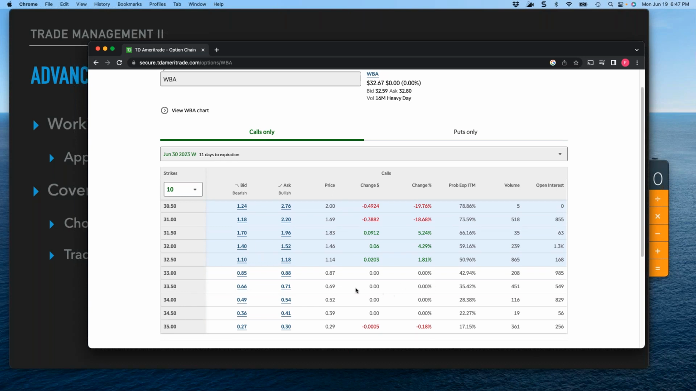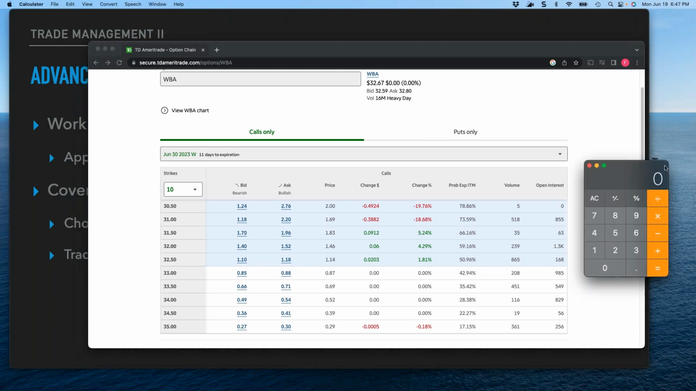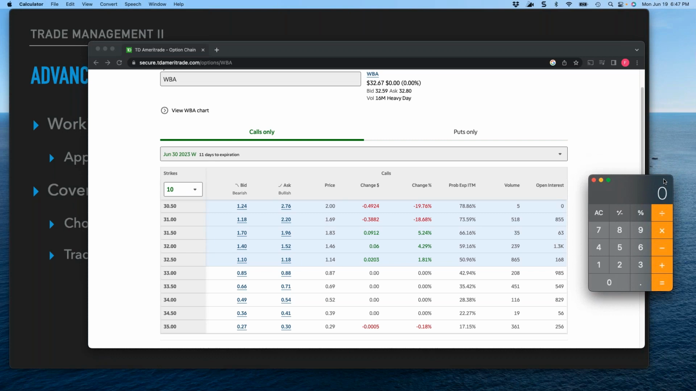Let's say that we wanted to work with the 33.50 strike price. It's about $1 away from the stock's current price, so it's still a little bit above. And it's got a premium here of 66 cents for about 11 days of time. Against my $49 purchase price, which is what I bought the shares at, that's about 1.34% for 11 days. That's actually fairly attractive.